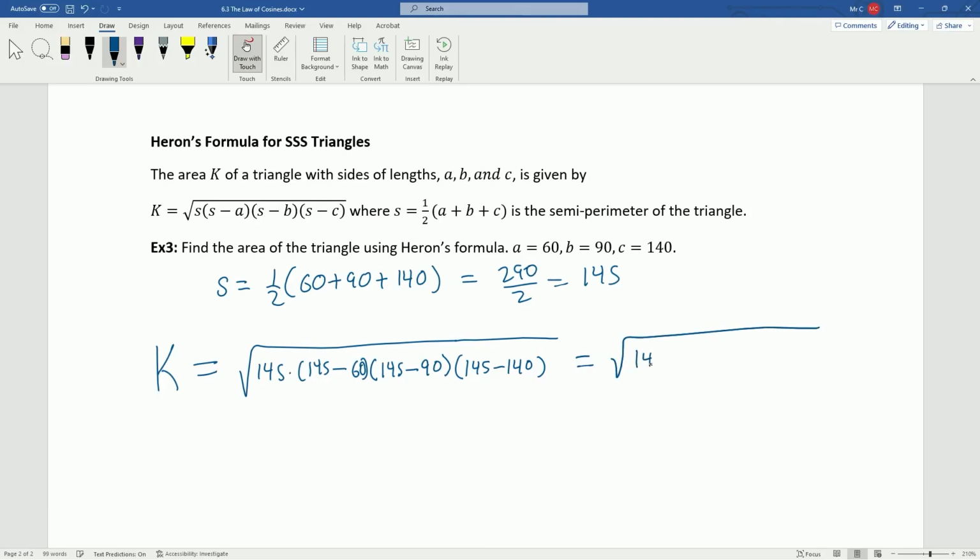Now I'll simplify this a bit first before I try to go plug it into a calculator. So 145 minus 60 is 85. 145 minus 90 is 55. 145 minus 140 is 5. All right, and so if I plug all that that's inside the square root into a calculator, what do I get? The square root of 3,389,375. And if I take that square root, what do I get? Approximately 1,841.03 square units.